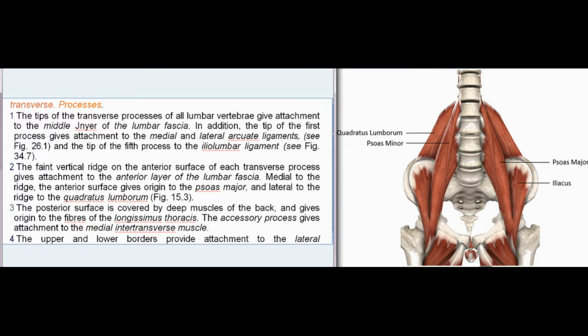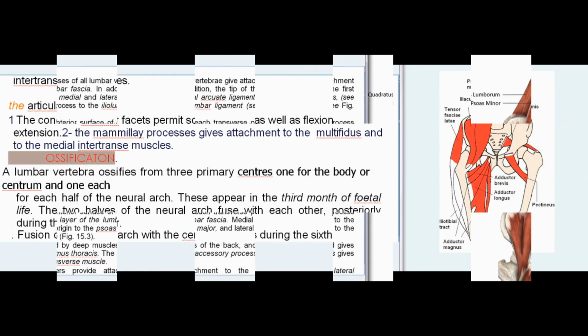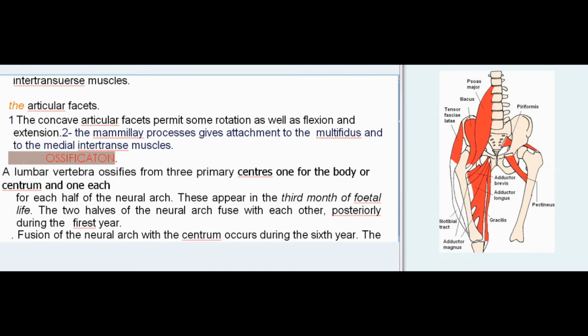3. The posterior surface is covered by deep muscles of the back, and gives origin to the fibers of the longissimus thoracis. The accessory process gives attachment to the medial intertransverse muscle. 4. The upper and lower borders provide attachment to the lateral intertransverse muscles. The articular facets: 1. The concave articular facets permit some rotation as well as flexion and extension. 2. The mammillary processes give attachment to the multifidus and to the medial intertransverse muscles.